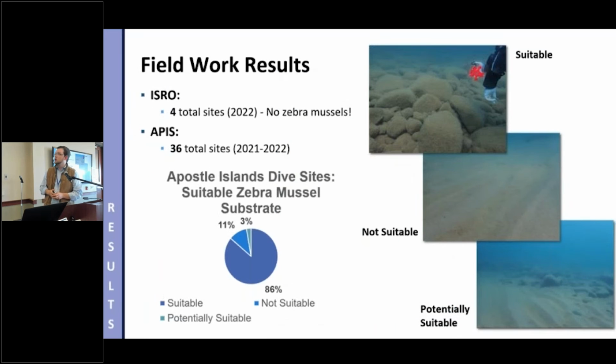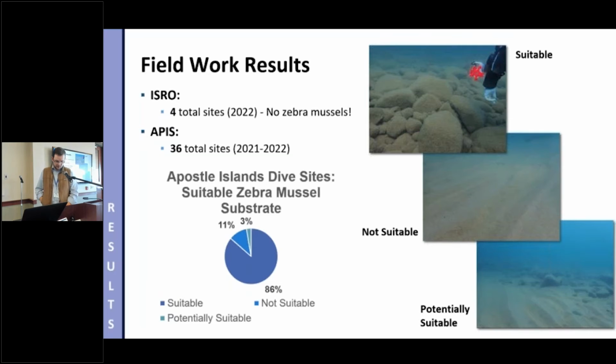So from our scuba diving sites over the past 2 field seasons at Isle Royale, only 4 sites were eligible to be dived this past year, mainly because we're still recovering from the impacts of COVID and our dive team was spread really thin. But the great news is that for all 4 of those sites, there were no zebra mussels. So far, as we know, Isle Royale doesn't have zebra mussels at the sites that the model predicted it might.